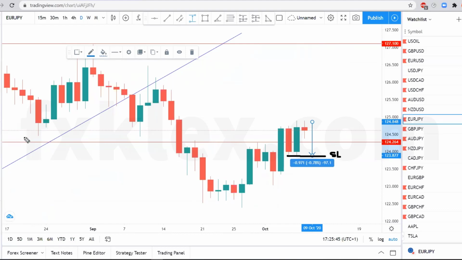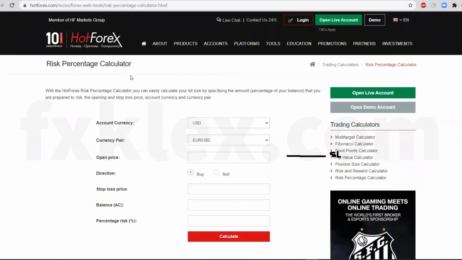So what we need to do right now is to navigate to our risk percentage calculator. The risk percentage calculator helps you easily calculate your lot size by specifying the percentage of your balance that you are prepared to risk, the opening and stop loss price, account currency, and the currency pair. So this is where the tactics comes in.